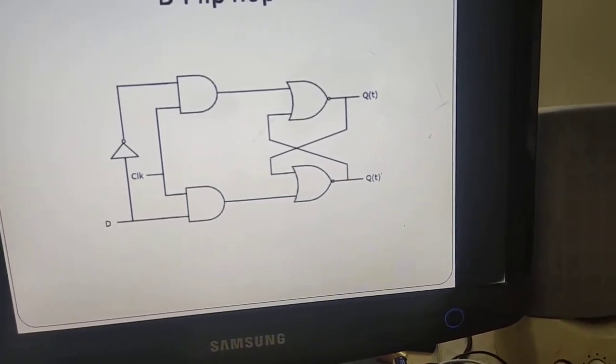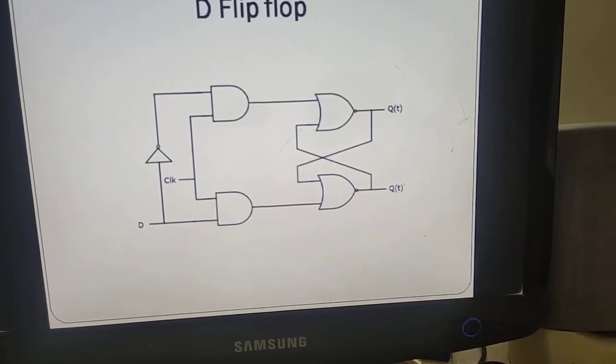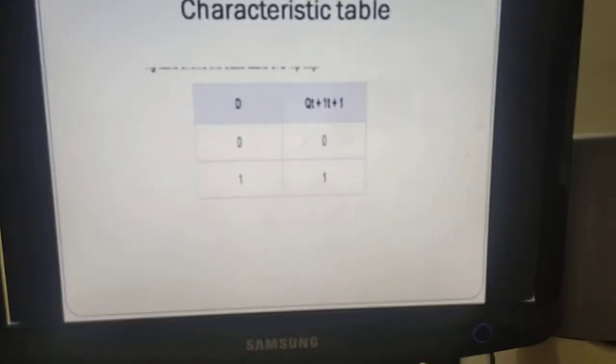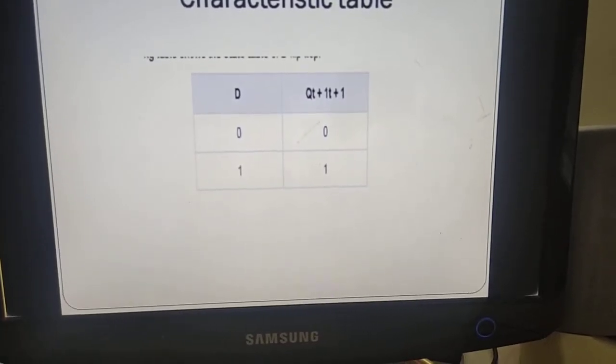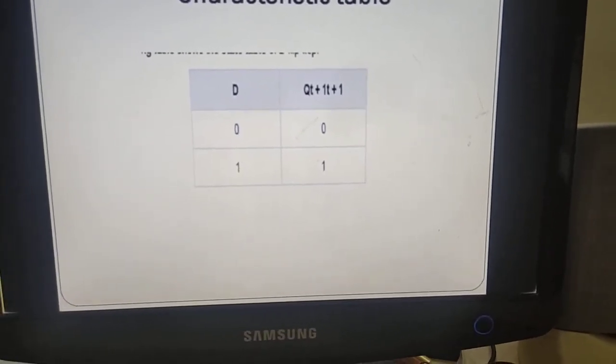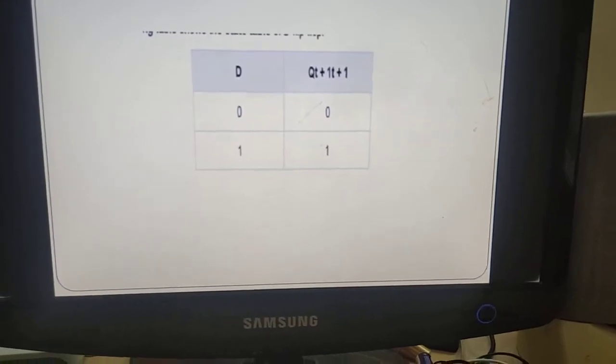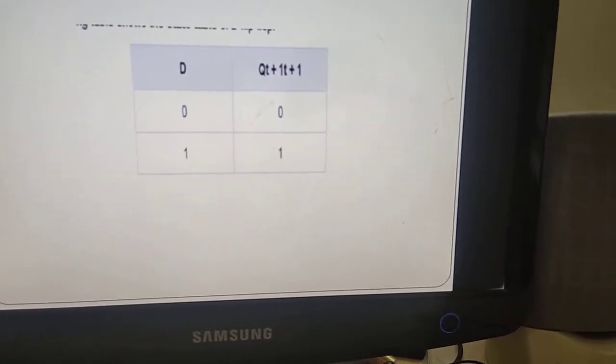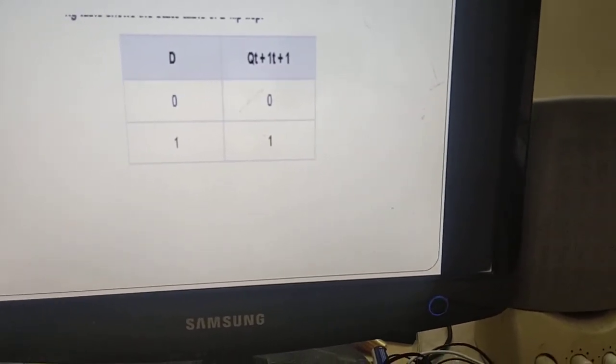How the working is, let us see with the help of a characteristic table. Simple. When D is equal to 0, the present state value is also equal to your next state value. The next state value is the same as the present state value. So whatever you give as the input, that remains the output. And D is equal to 1, next state output is also equal to 1.